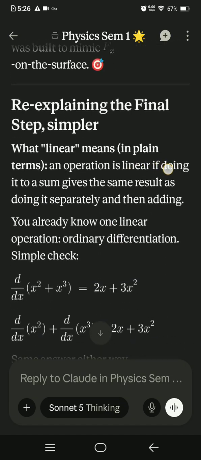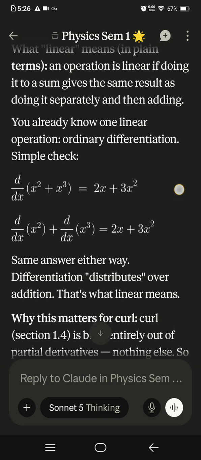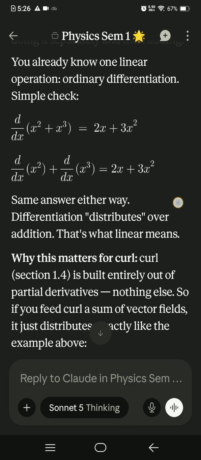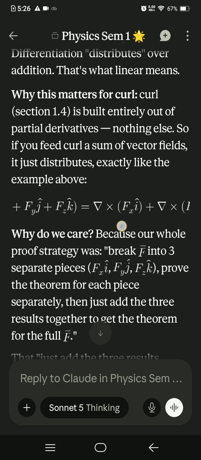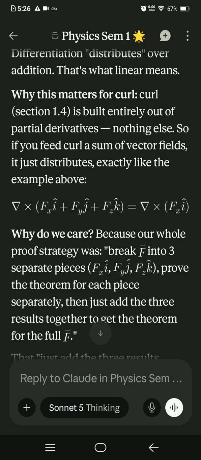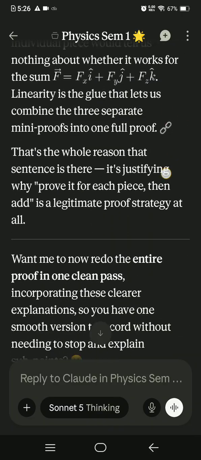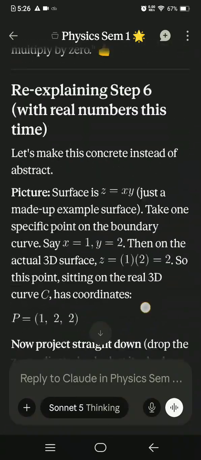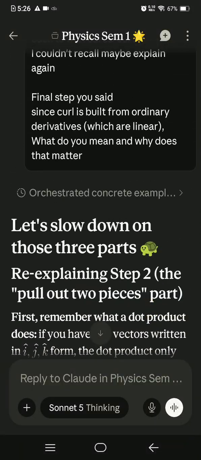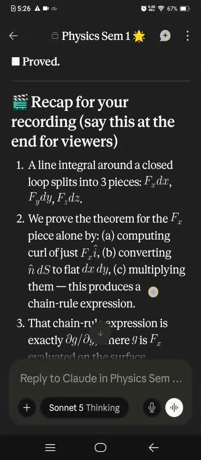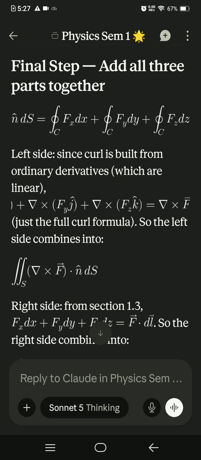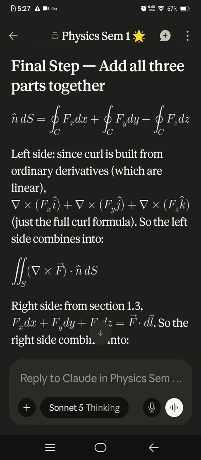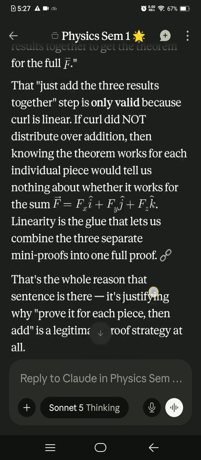It's still not clear. Re-explaining the final step. Fine. Let's see. What was the final step? Okay, I was asking what the ordinary derivative is and how this is related. Let's see.